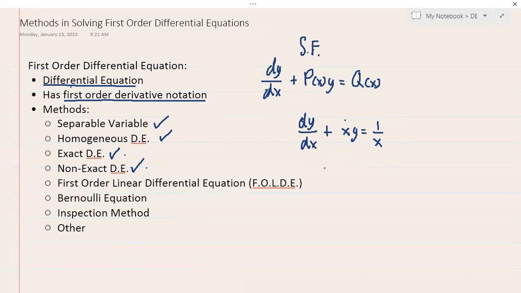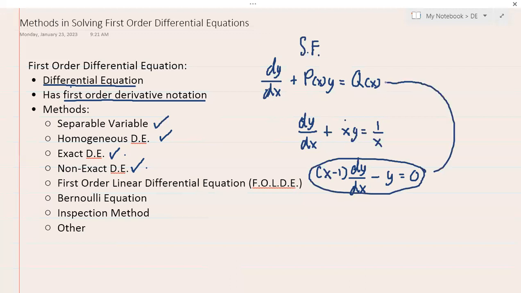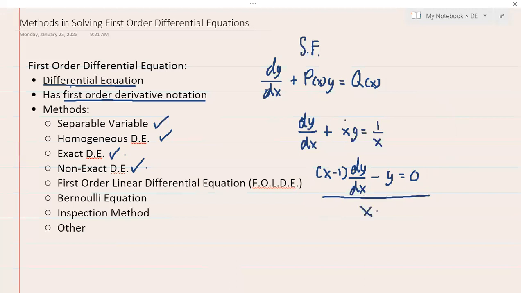Alright? Well, how about this one? Kunwari, meron tayong ganito. Quantity x minus 1 times dy all over dx minus y is equal to 0. Is this first order linear differential equation? So malalaman mo yan if you convert this one into the standard form of it. So try ko nga. I'll try to divide both sides of the equation by x minus 1.